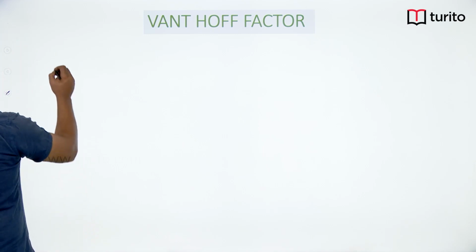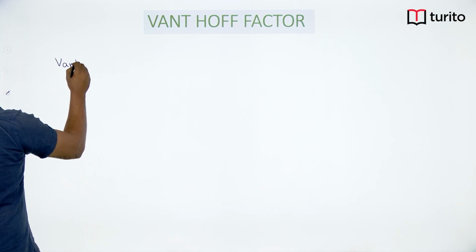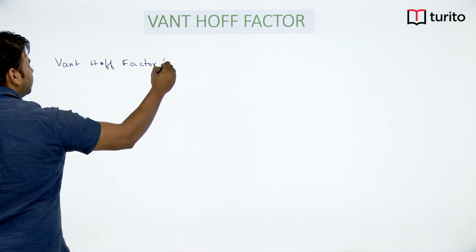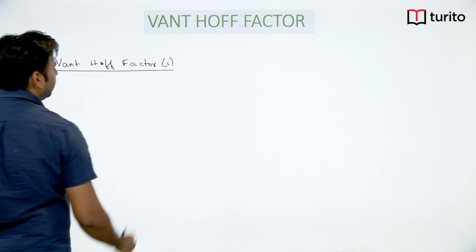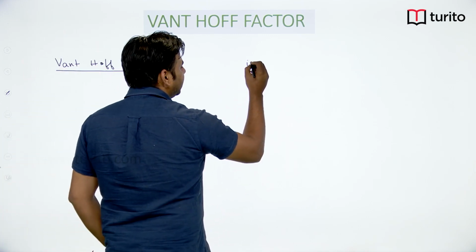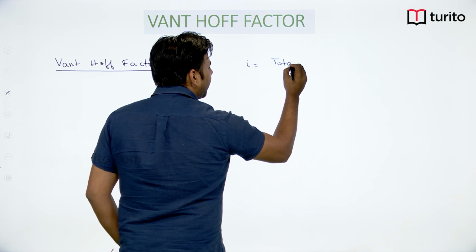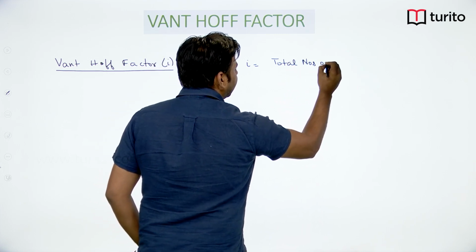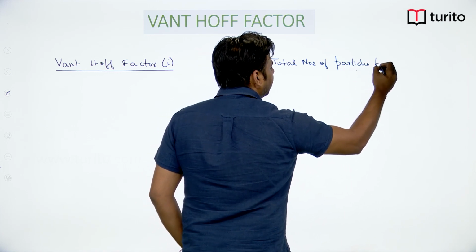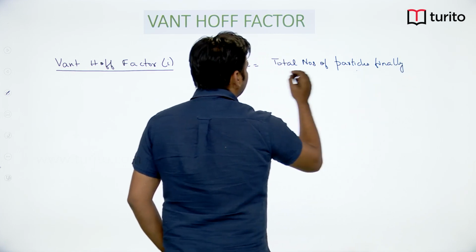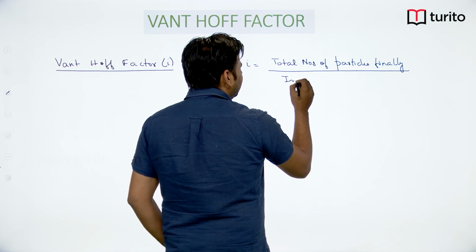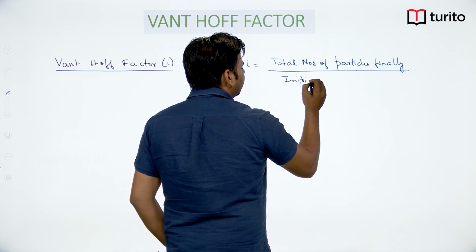Van't Hoff factor is basically written as i. Van't Hoff factor is calculated as the total number of particles present finally, or the final total number of particles, divided by the initial number of particles.